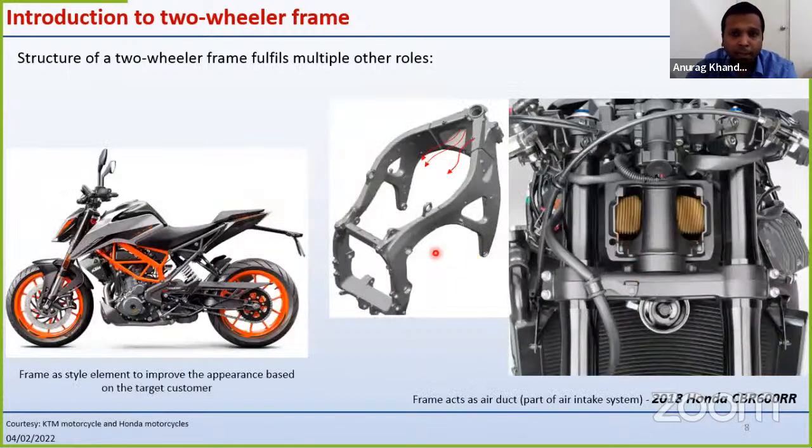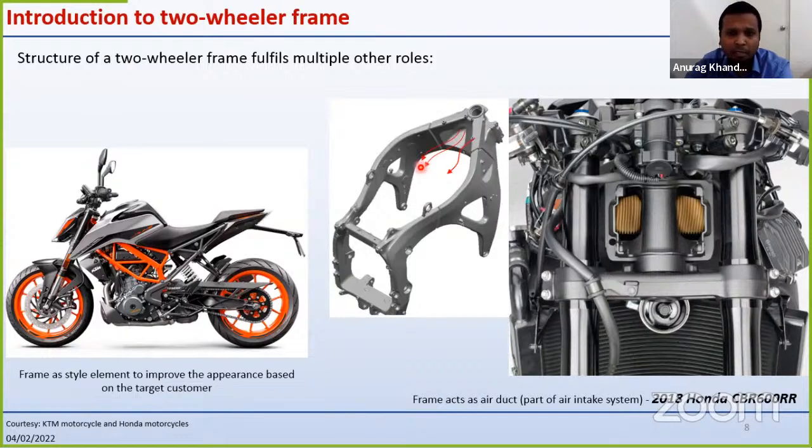Going forward, the frame is also a part of a style element. It is designed based on a target customer. Most of the time, customers value appearance as much as performance. The KTM trellis frame showcases strength and ruggedness. The second example is from the Honda CBR600, where the frame acts as an air duct, or is a part of an air intake system. It uses an intake design called ram air intake, which uses the dynamic air pressure created by the vehicle's forward motion to increase the static air pressure in the intake. In the middle image, there is an opening in the front and it creates a pathway, taking the air from the running vehicle into the intake system.